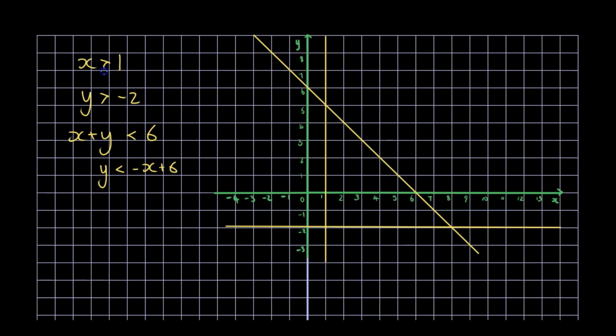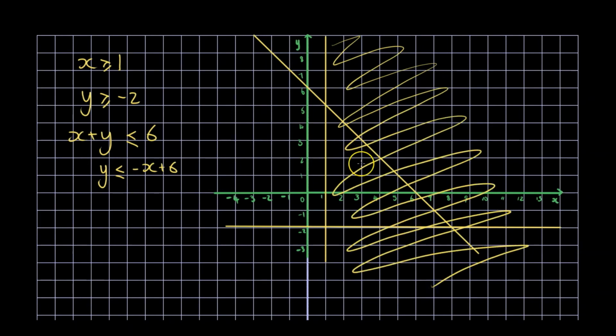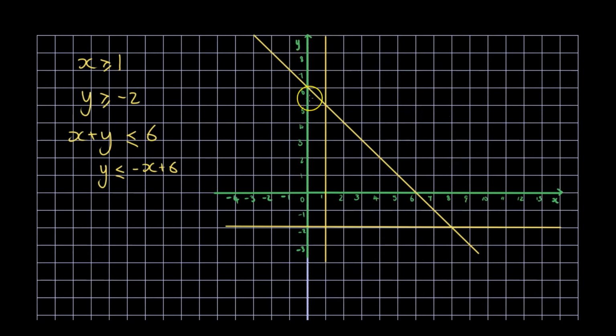So let's change these to equals, and then my graph is right. So x is greater than or equal to 1. So x can be on this line, but x can't be to the left of this line, because x has got to be greater than 1. So what that means is the region that we want is going to be to the right of this x equals 1 line.